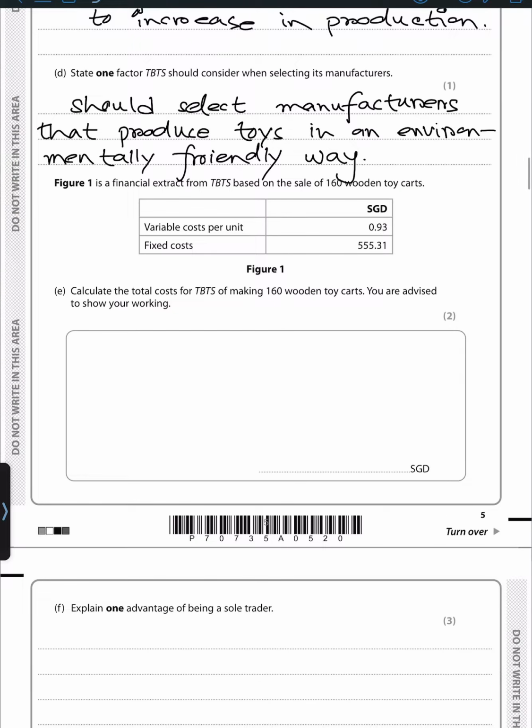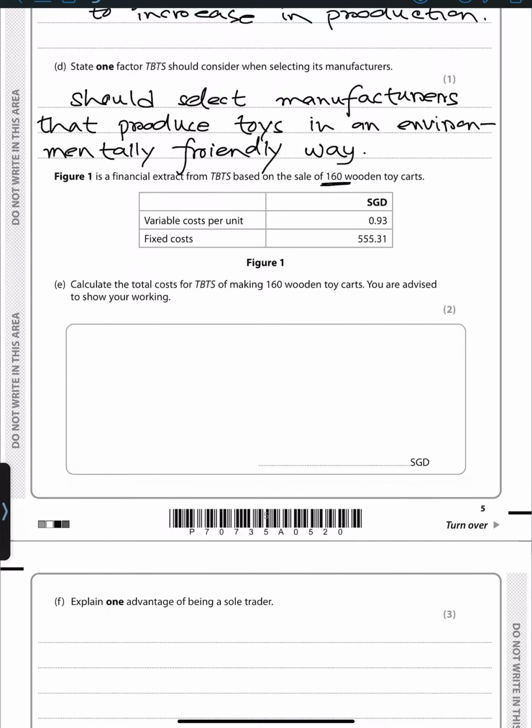Okay, so for part E, figure 1 is a financial extraction from TBTS based on the sale of 160 wooden toys. So the quantity is 160. We are given the variable cost per unit and the total fixed cost, and we are asked to calculate the total costs for making those 160 toys.